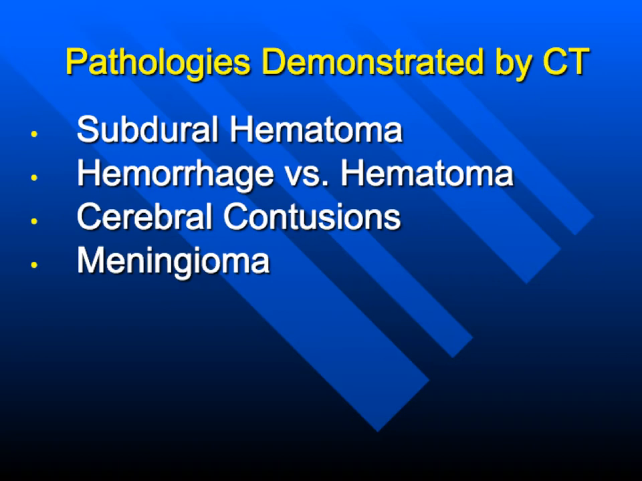Pathologies that are demonstrated by CT. So before we get into the difference between CT and MRI, I wanted to mention the pathologies that have to do with CT. And you will hear these a lot. Although this is not a pathology class, I still feel that it's important for you to know these important pathologies. So subdural hematoma, hemorrhage versus hematoma, cerebral contusions, and meningioma. So these are the words and the terms, pathology terms, that you'll hear quite frequently.